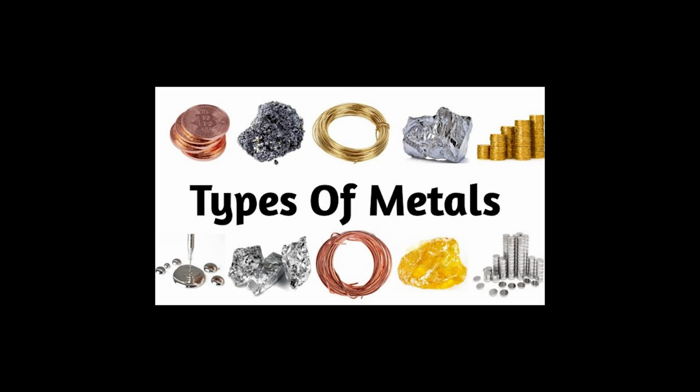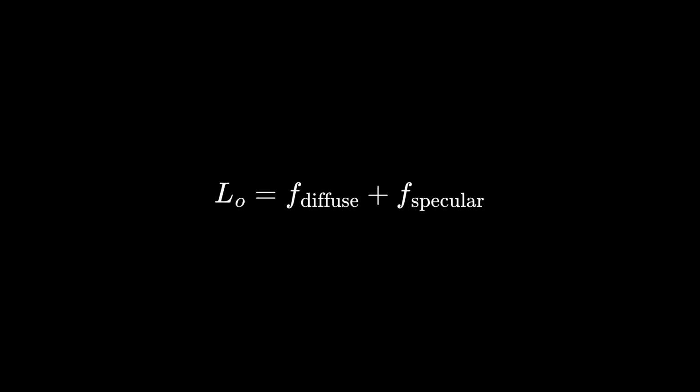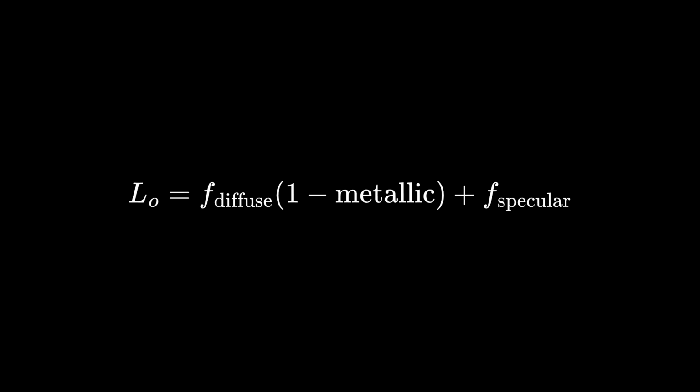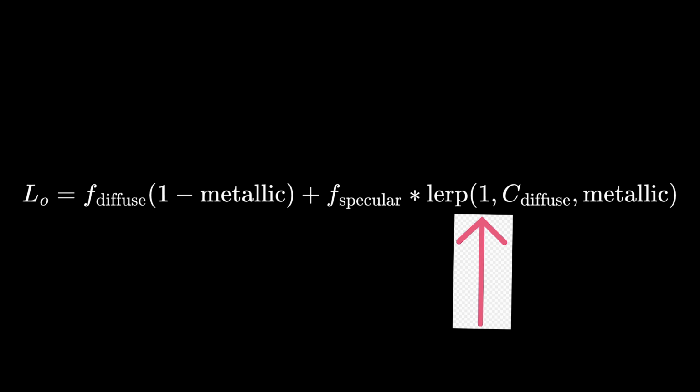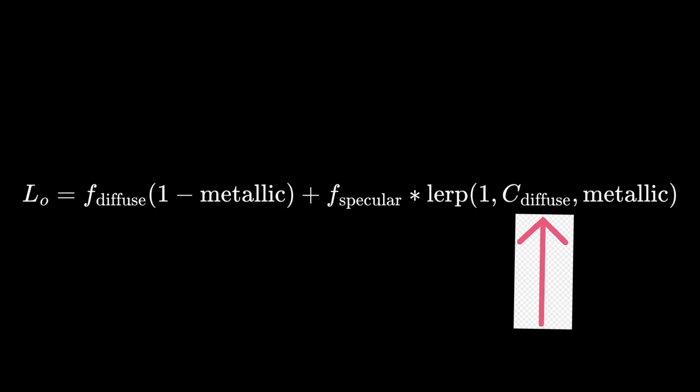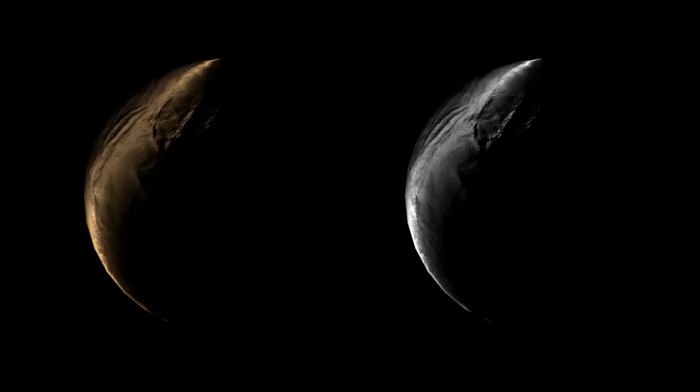In order to accommodate for the other behaviors of metallic materials, we want our metallic parameter to reduce the diffuse contribution to 0, as well as tint the color of our specular towards the base color. Now we can model metallic materials like gold and silver foil.